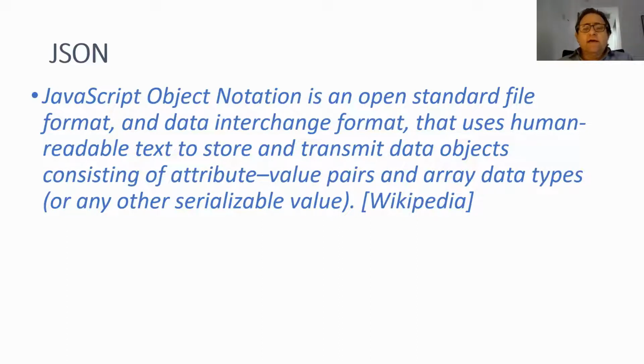JSON is an offshoot of JavaScript, and it says here human readable, and it definitely is human readable. It's nothing like XML, for example, which can get pretty complicated. JSON is very straightforward, as we will see in a minute.